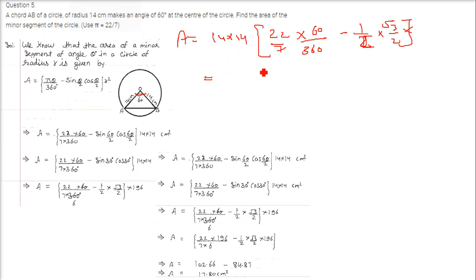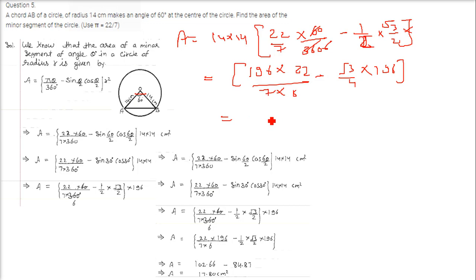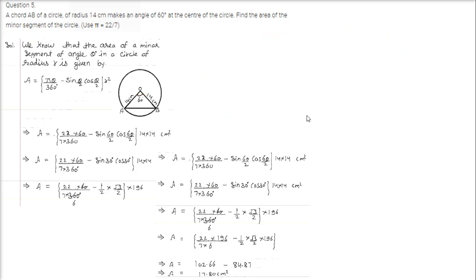This 14 into 14 is 196. So I'm bringing 196 into this, 6 is 36. So you get 22 by 7 into 6 minus this root 3 by 4, and here you bring 196. So you have to take root 3 as 1.732. So this will become 102.66 if you solve it, and this will become 84.87, and this is going to be 17.80. So the minor segment has been asked, so we found out the minor segment.